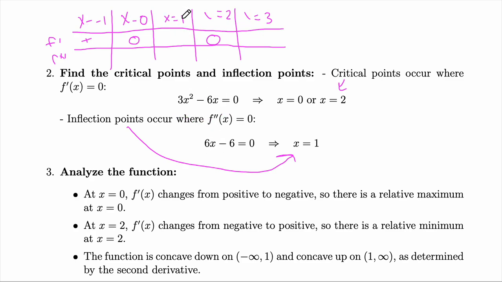When x equals, sorry, I don't know why my x's all got erased. Let me fix that. Okay, when x equals 1, I got a negative value. So let's go ahead and fill that in. So already I'm going from positive to negative, and then when x equals 3, I got a positive value. So I'm going from positive to negative, and then from negative to positive.